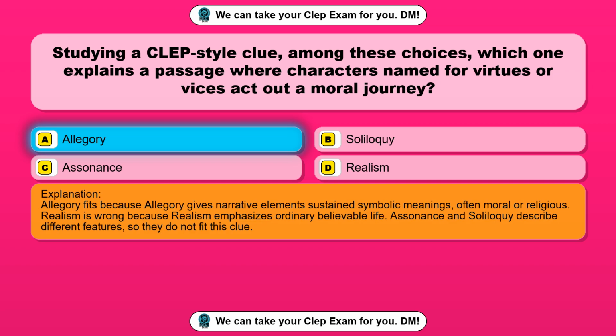Allegory. Allegory fits because allegory gives narrative elements sustained symbolic meanings, often moral or religious. Realism is wrong because realism emphasizes ordinary believable life. Assonance and soliloquy describe different features, so they do not fit this clue.